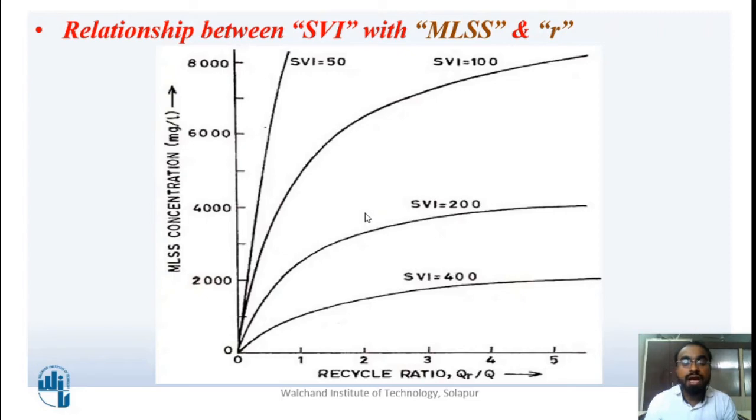Then what do I have to do? I have to decrease my return sludge flow rate so that I can maintain the SVI value between 80 and 100. Here you can see that the SVI value has increased to 400, which is not right. So I have to decrease the flow rate so that I can maintain the SVI value.